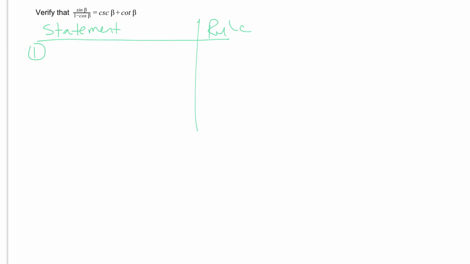So we're going to do sine beta over 1 minus cosine beta, and what we're going to do is multiply that by the conjugate, which is 1 plus cosine beta over 1 plus cosine beta. And the rule for that is just algebra.